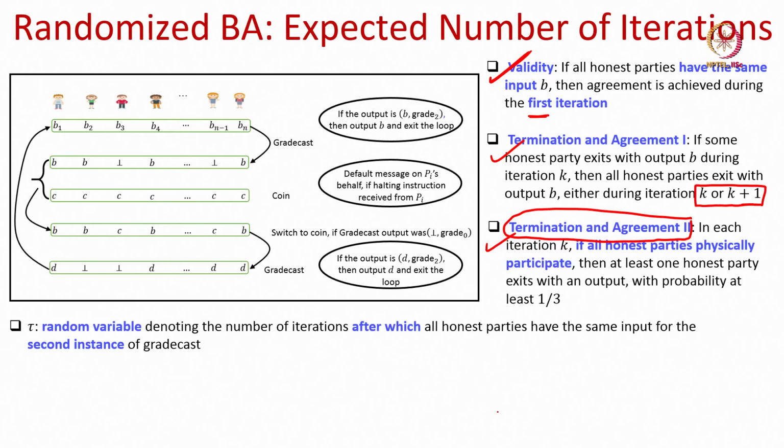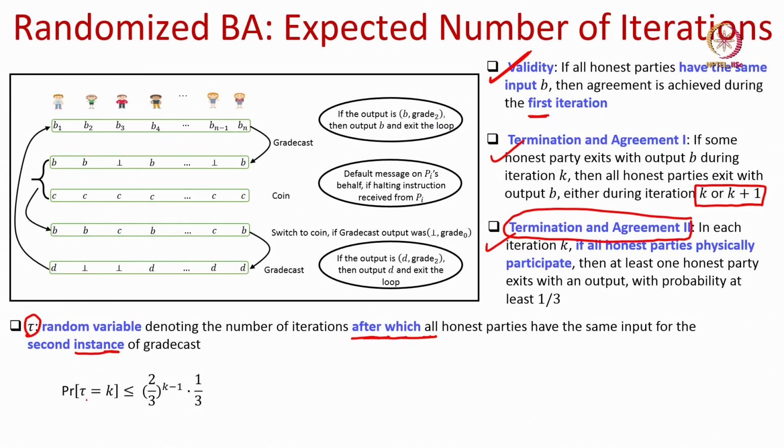For that we introduce a random variable tau, and it is a random variable because there will be a probability associated with the values of tau. This variable basically denotes the number of iterations after which all the honest parties will have the same input for the second instance of Gradecast.